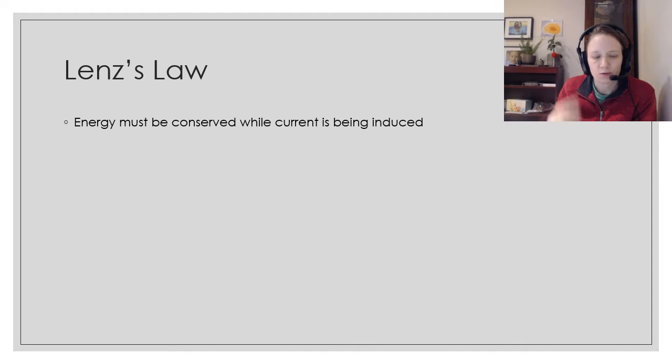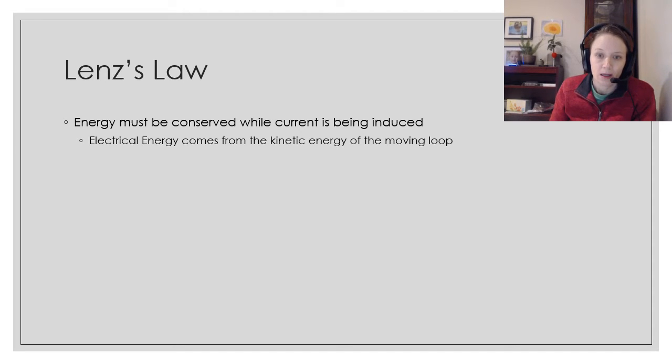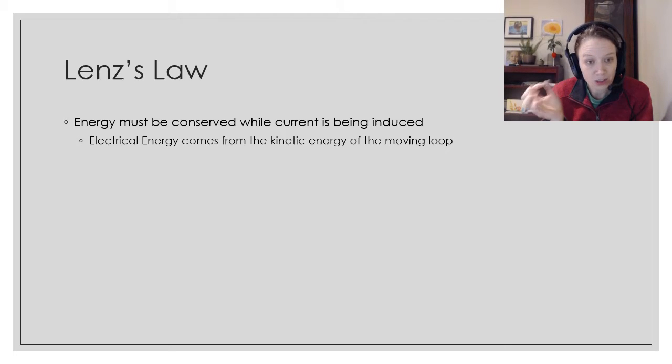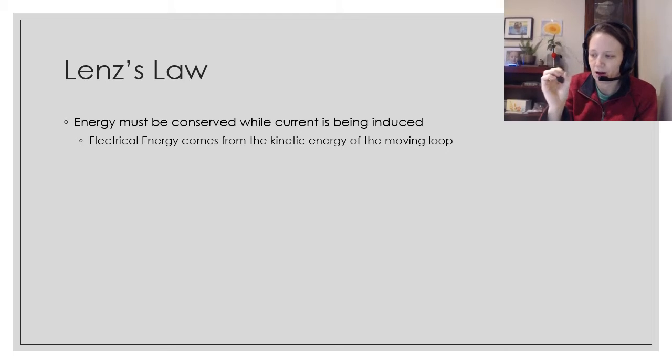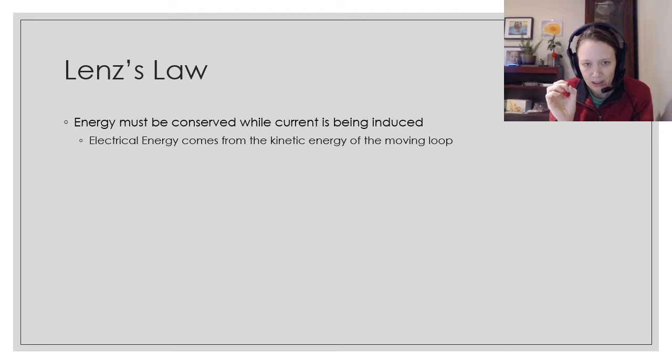Lenz's law was originally derived as a consideration of conservation of energy. The idea is, of course, as always, energy is conserved, and it's going to be conserved when you have current being induced in a loop of wire as well. When you create this electrical current, the electrical energy, the current or the voltage, has to come from somewhere. And it actually comes from the kinetic energy of the moving loop. So it's the movement of that loop that is going to be converted into electrical energy.